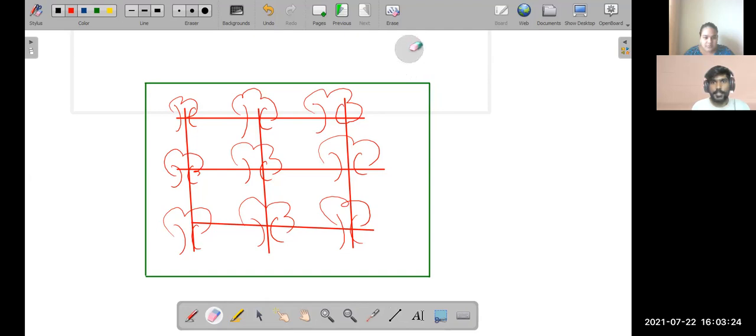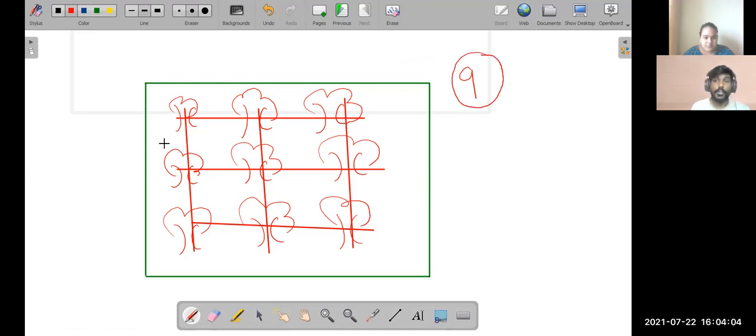Suppose instead of 130, he has just 9 trees, just for example. Now, how many rows are there and how many columns are there? Can you count that? How many rows are there?